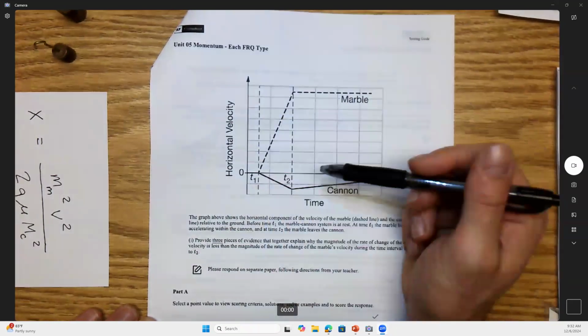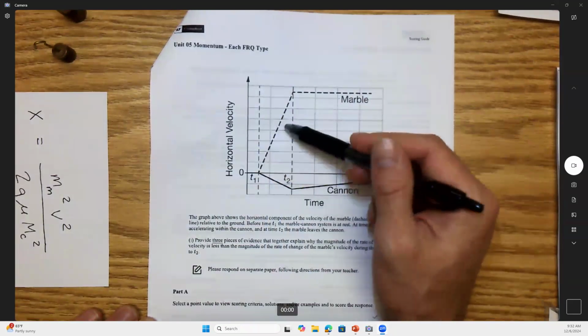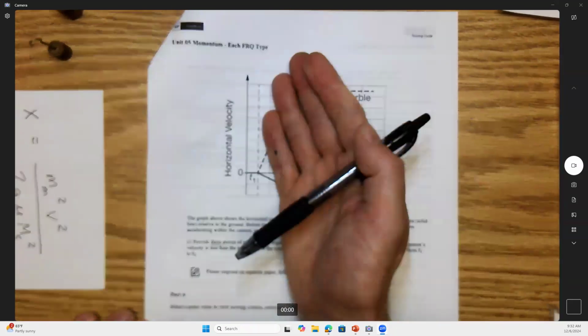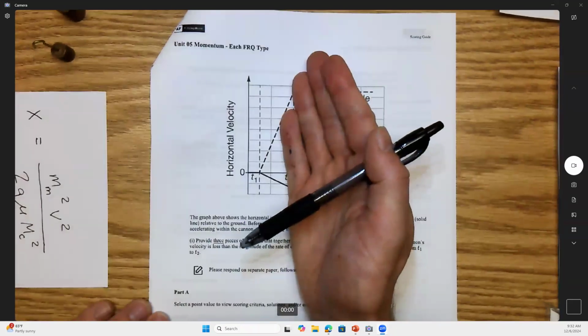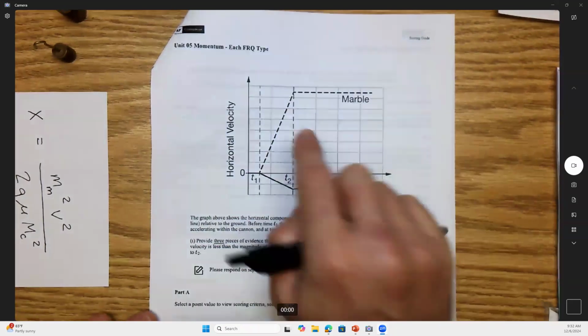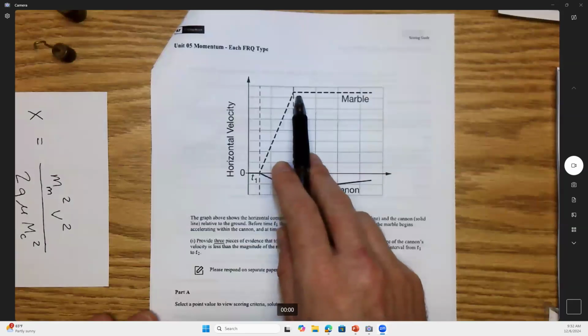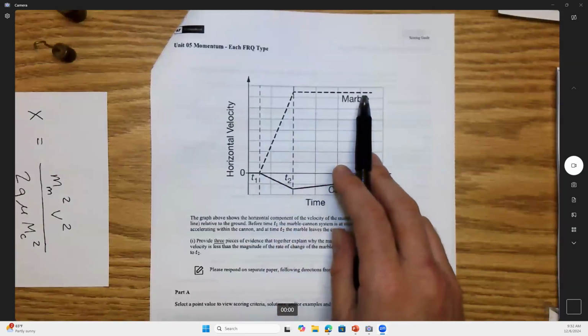Guys, what property of this graph tells you acceleration? The slope. Yeah, right. The marble's accelerating more than the cannon, which I think makes sense because it has less mass, right? So same forces, different masses, different acceleration, right? Right. And then looks like right at this dashed line, the marble leaves the cannon barrel and goes at constant velocity. Well, maybe constant horizontal velocity, right?